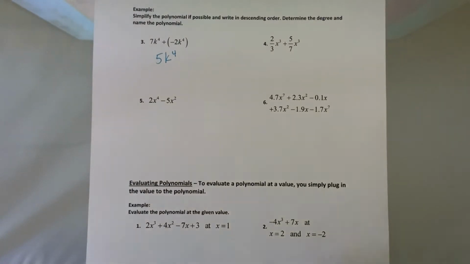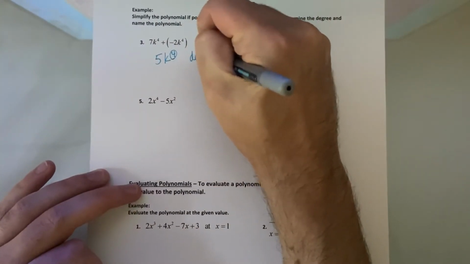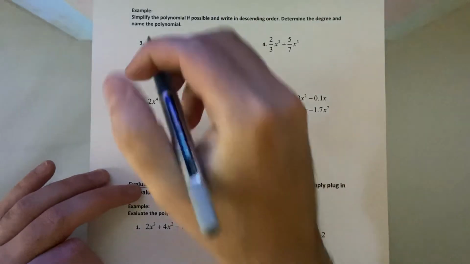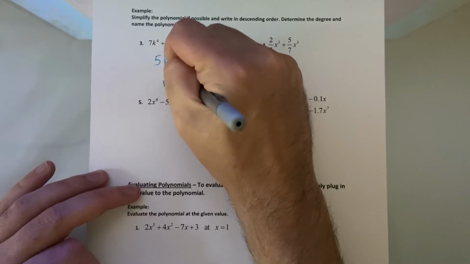So 2/3 x cubed plus 5/7 x cubed, do they have the same exponent? Yes. Oh, it also wants you to state the degree and name the polynomial. The degree is your largest exponent you see, so this is degree 4. Name the polynomial. It has 1 term, so it is a monomial.